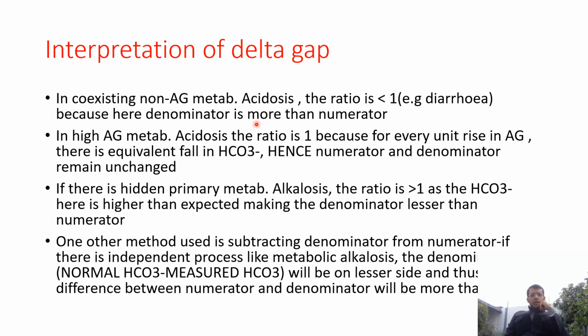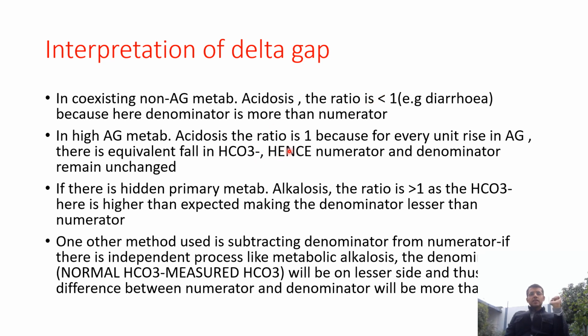Interpretation of delta gap. In coexisting non-anion gap metabolic acidosis, the ratio is less than 1, for example diarrhea, because here the denominator is more than the numerator. In normal anion gap metabolic acidosis, what is the numerator? The numerator is a normal anion gap, so there is no difference, but the denominator will become more because, for example in diarrhea, the body is going into metabolic acidosis, losing bicarbonates.